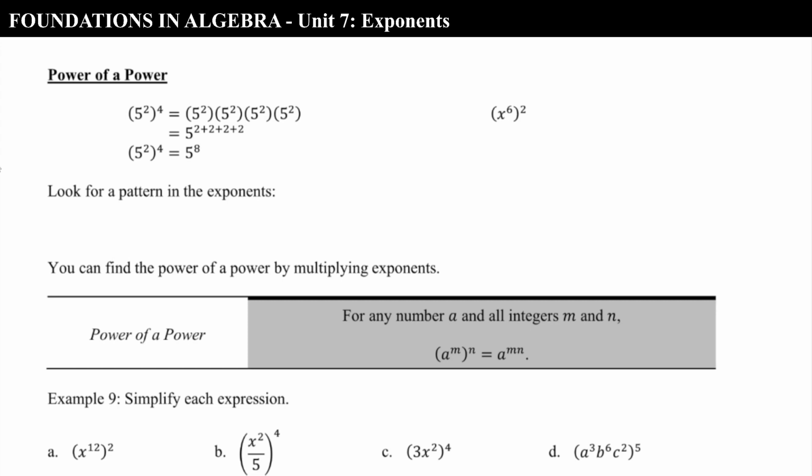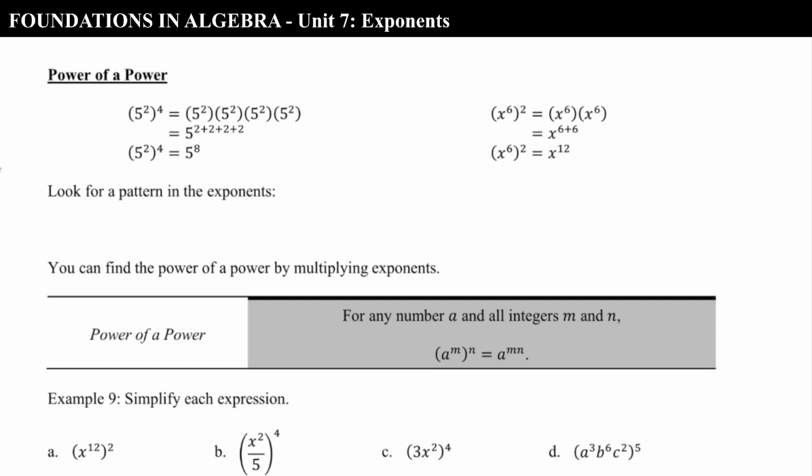Let's look at another example. We have x to the 6th to the 2nd. Okay, we take a power to a power. Well, x to the 6th squared is just x to the 6th times x to the 6th. We use the product rule to add the exponents, and we end up with x to the 12th.